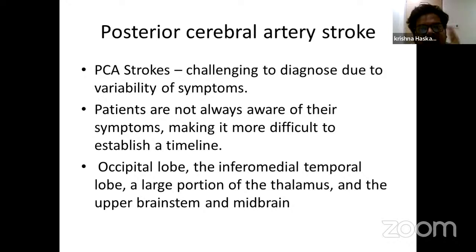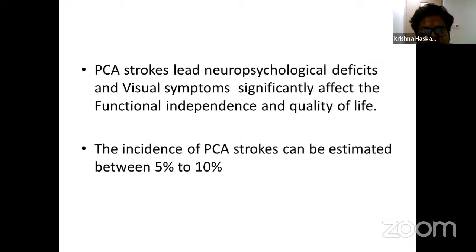So as we all know, PCA strokes are challenging to diagnose due to variability of symptoms, and patients are not always aware of their symptoms, making it more difficult to establish a timeline. Usually the occipital lobe, the inferior temporal lobe, a large portion of the thalamus, and the upper brainstem and midbrain are involved. So they lead to neuropsychological deficits and visual symptoms, and they significantly affect functional independence and quality of life. The incidence of PCA stroke can be estimated between 5 to 10%.